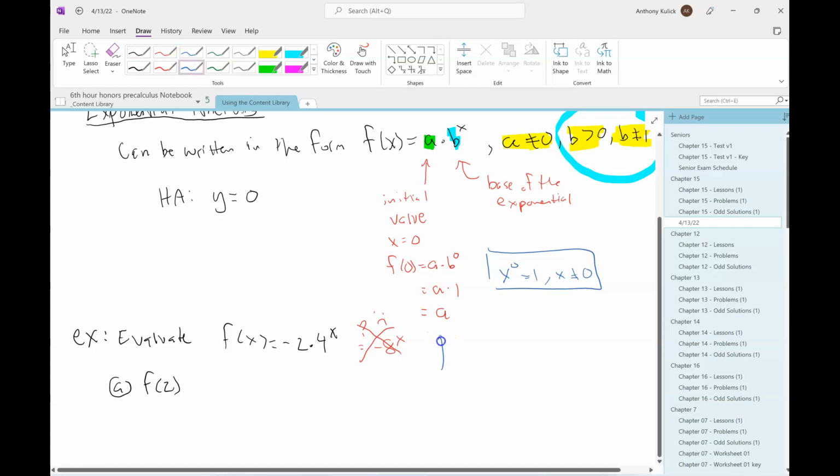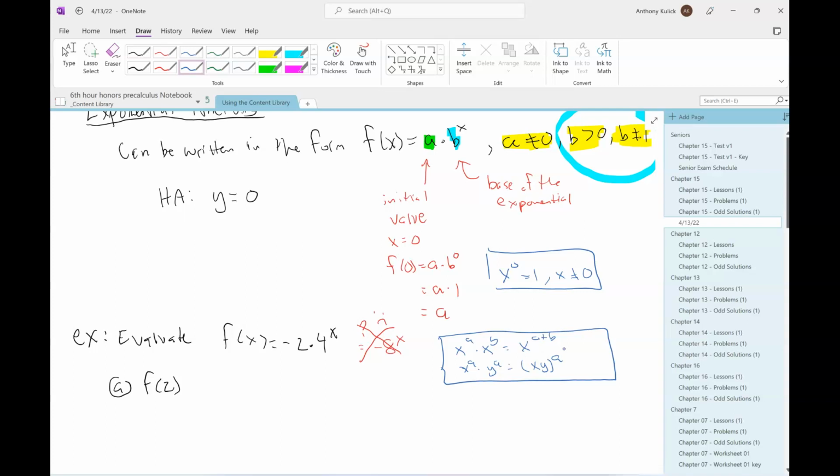Remember the way that we multiply numbers is if the bases are the same, we can multiply them together by keeping the base and adding the exponents. Or if the exponents are the same, we can multiply the bases together and keep the exponent, right? Those are just rules of exponents.